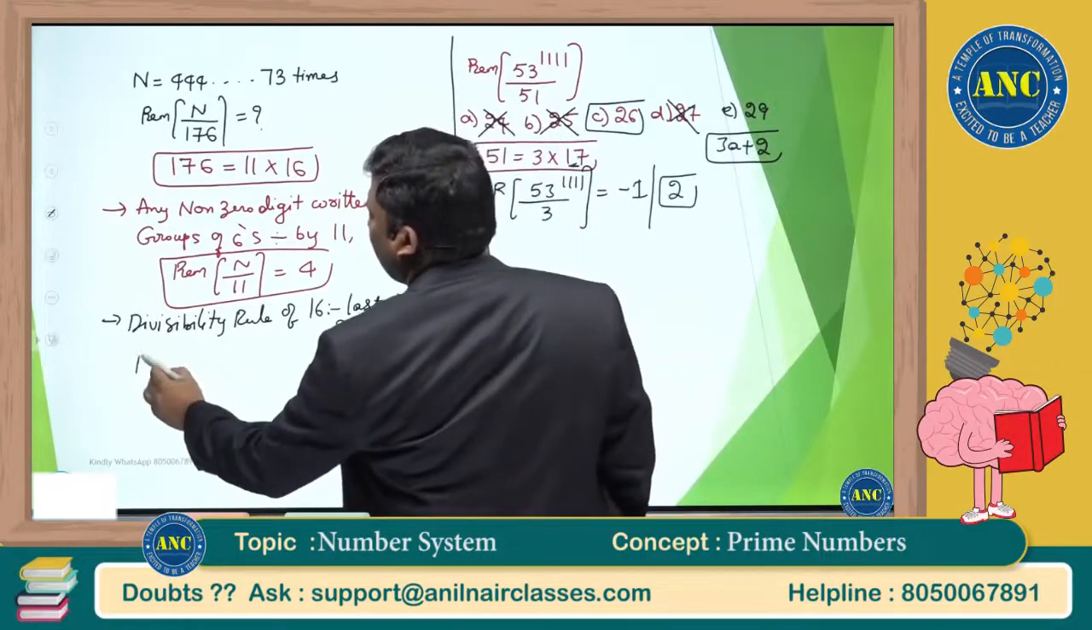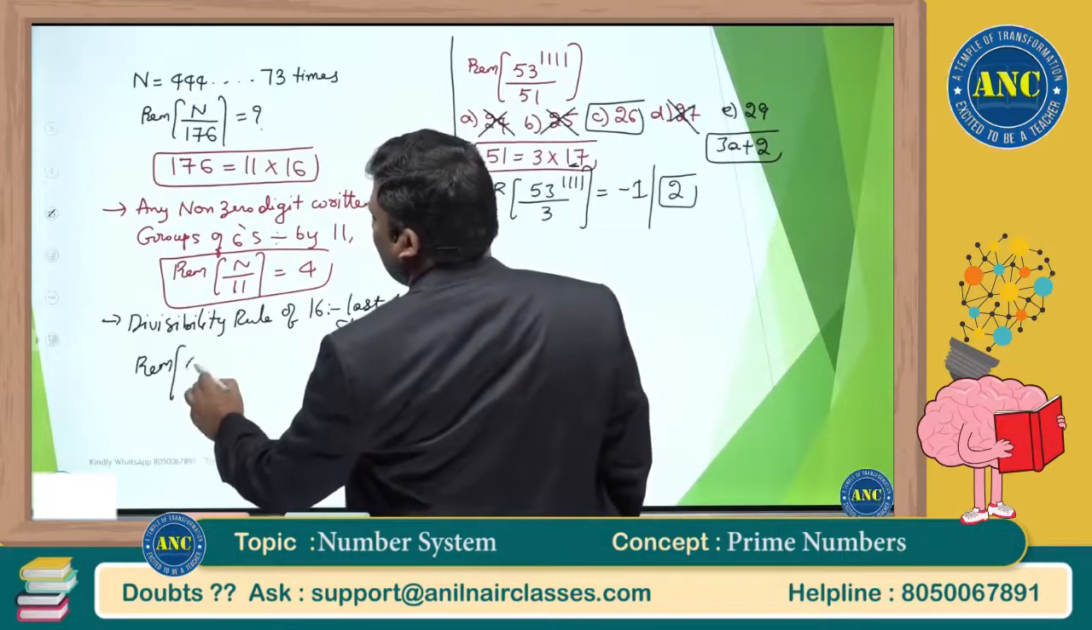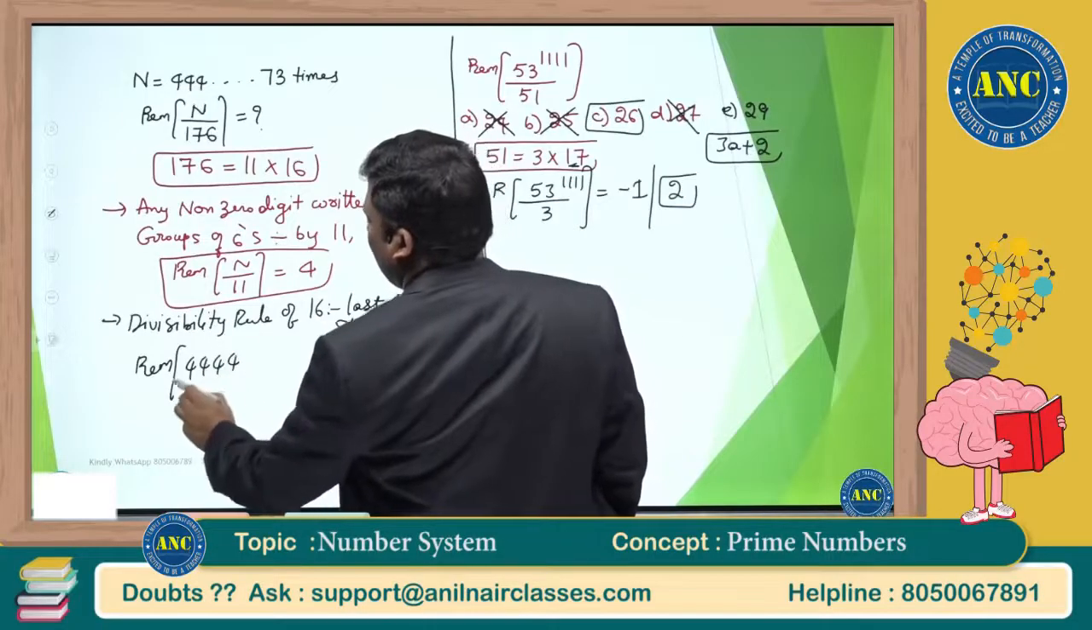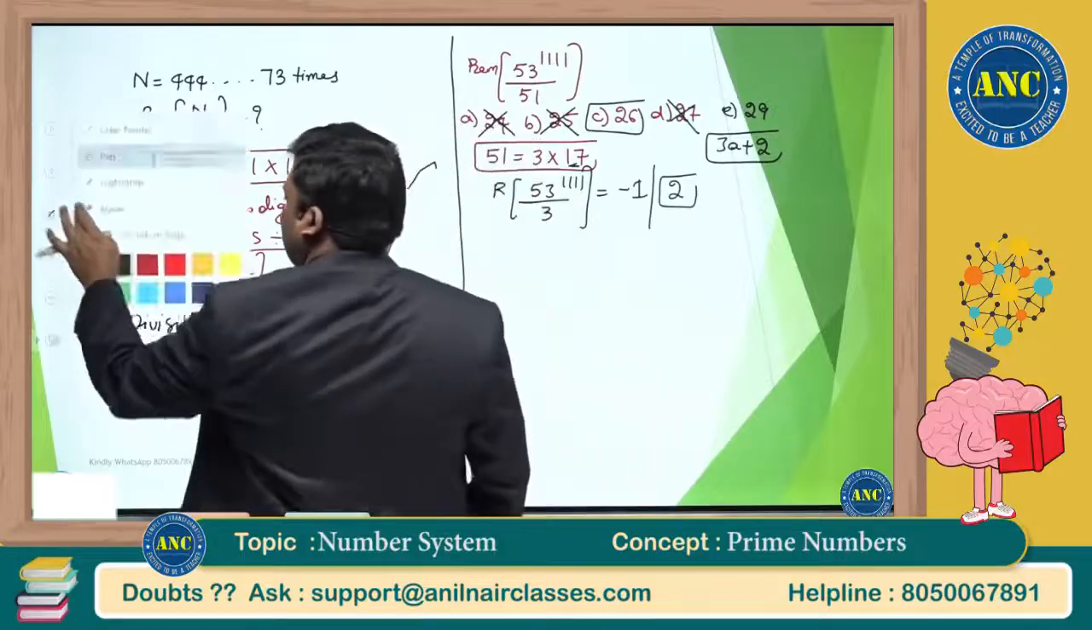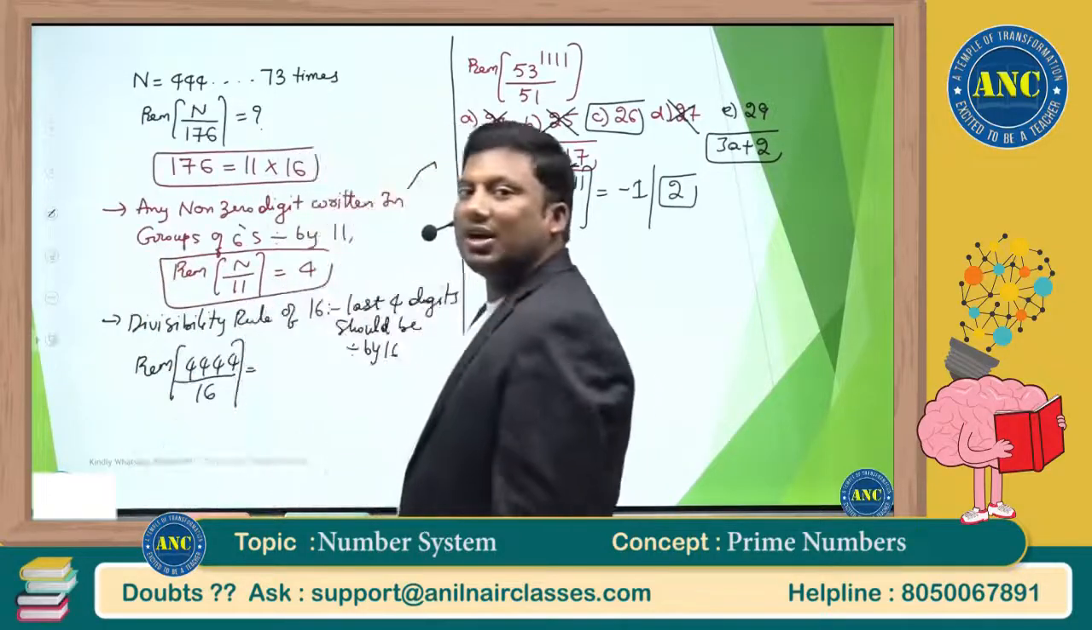So what are the last 4 digits? It is the same digit. So 4, 4, 4, 4 divided by 16. I hope the idea is clear.